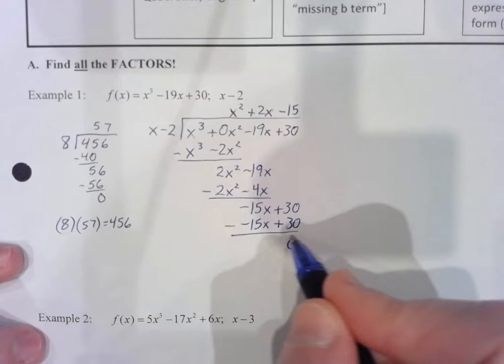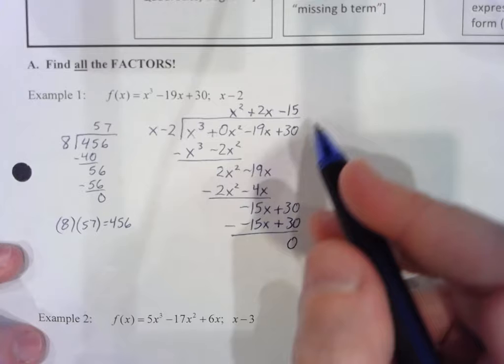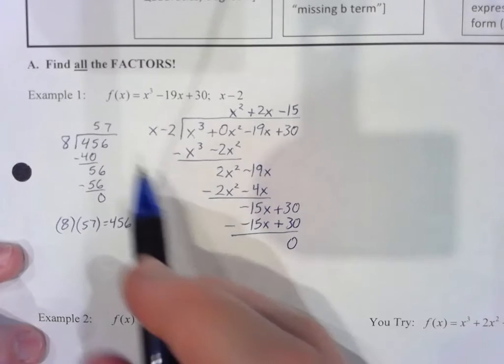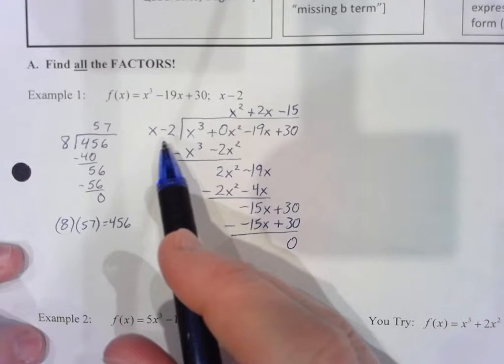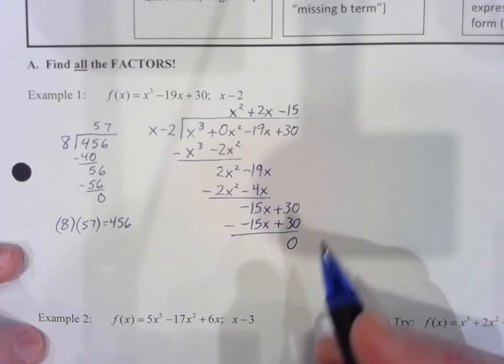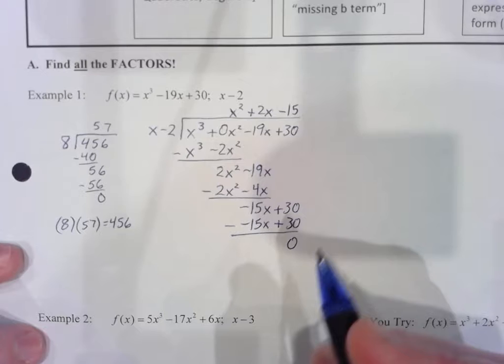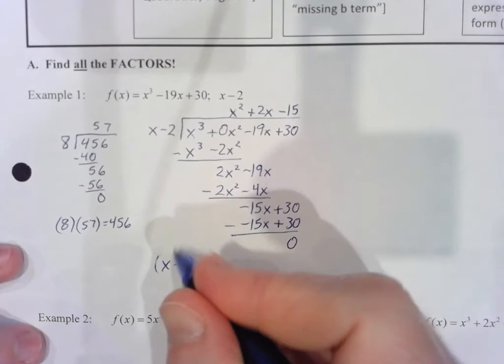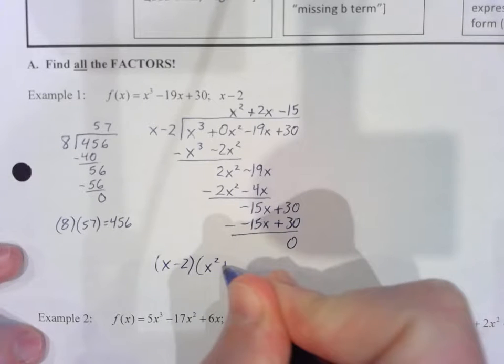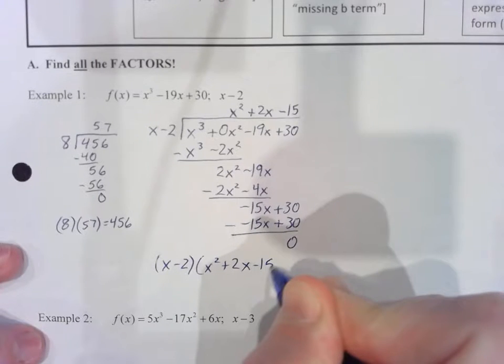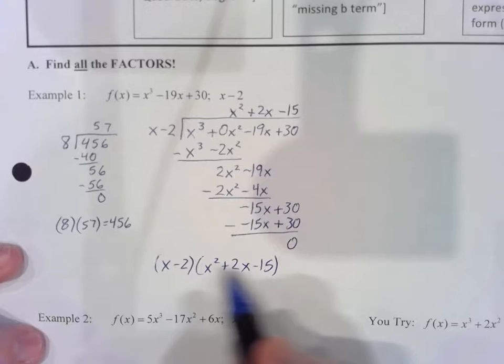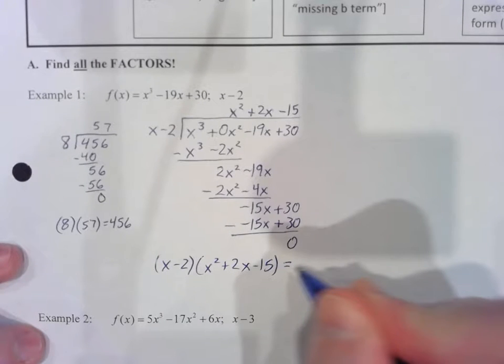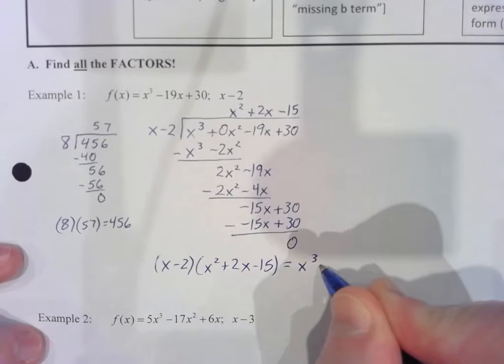So I have nothing remaining, nothing to bring down, and so this means that x minus 2 is a factor because it goes in evenly. There's no remainder when we write it this way. And so what we're finding is that x minus 2 times x squared plus 2x minus 15, these two multiplied together give us our original polynomial x to the third minus 19x plus 30.